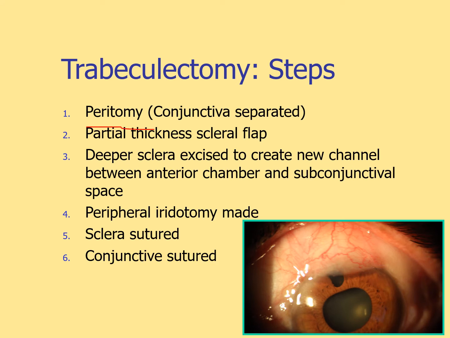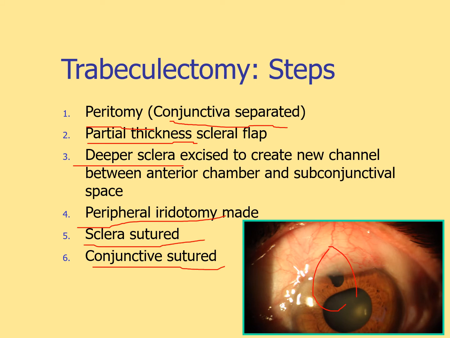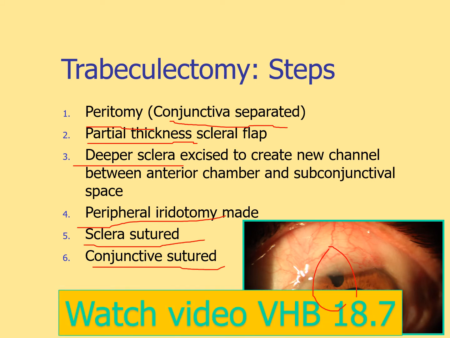Peritomy, in which the conjunctiva is separated from the subconjunctival space, and then the partial thickness scleral flap, then the deep sclera is excised. Peripheral iridotomy is made, and then the sclera is sutured and the conjunctiva is sutured. All these steps can be seen in the video VHB 18.7.